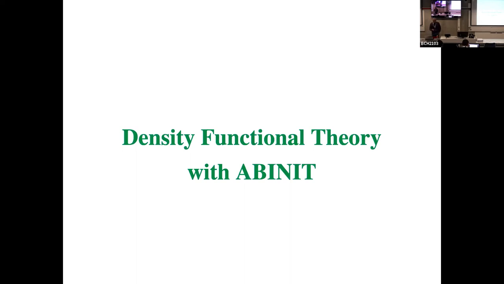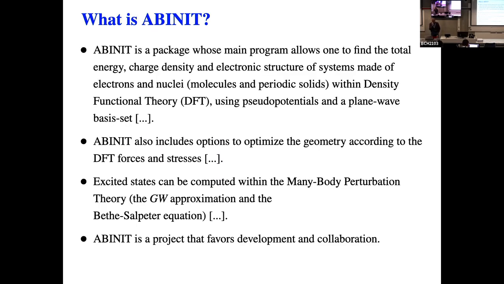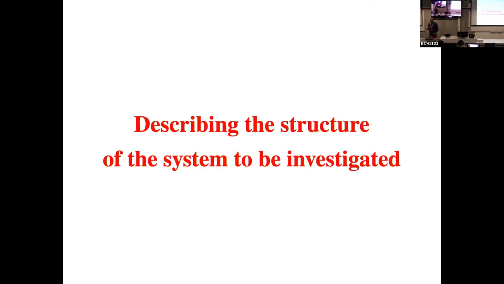So how is all that implemented in Abinit? First, maybe a few words about Abinit, for those who don't know it. It's a package that can do DFT calculations using pseudo-potentials and plane waves, focusing on solids. It allows you to optimize geometries, but it also, as we will see on Thursday, allows you to compute excited states within many-body perturbation theory, more precisely using GW and the Bethe-Salpeter equation. It is released under the GNU Public License, so it favors development and collaboration.